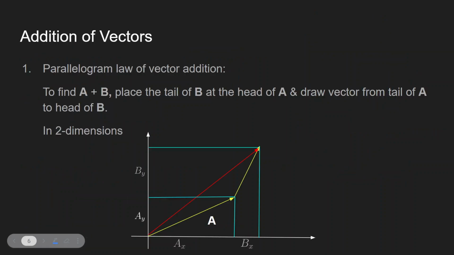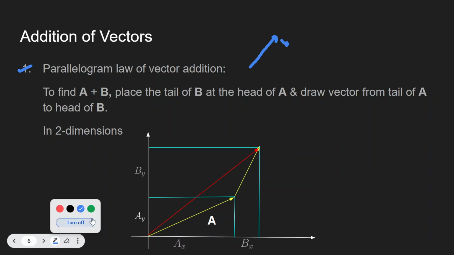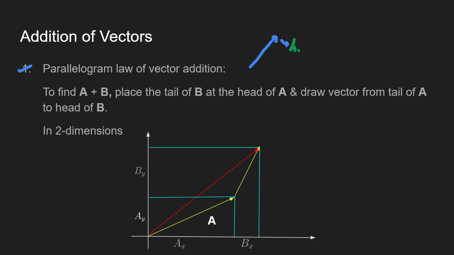Now addition of vectors. There are two ways. Method one is the parallelogram and another is the component method. Now in the parallelogram of vector addition, first let us see how we draw a vector. A vector is drawn in this way. This arrow is called the head of the vector, and this is the tail of the vector.